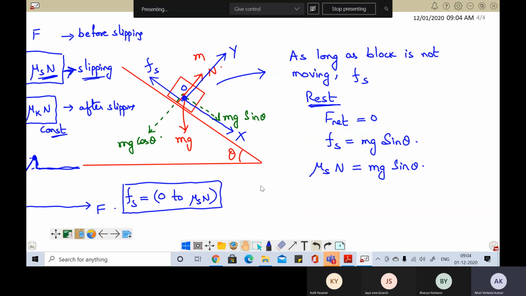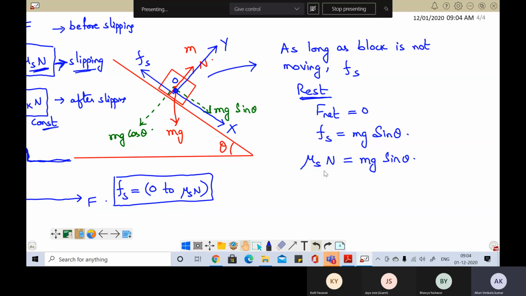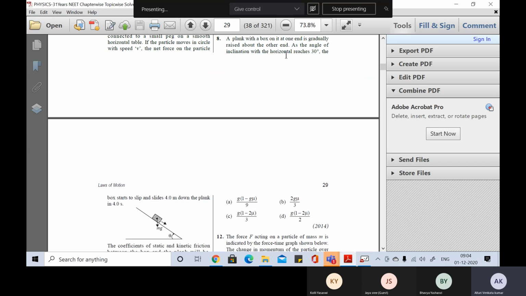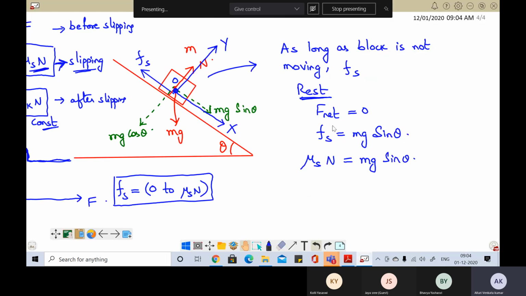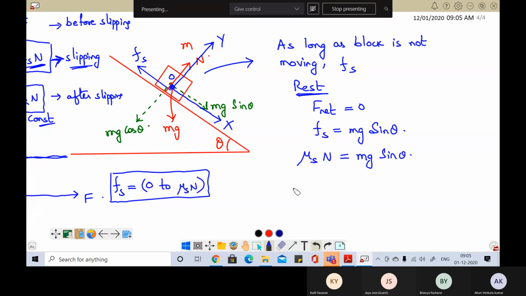So right now here, they told that it is slipping, correct or not? As the angle of inclination with the horizontal reaches 30 degrees, the box starts to slip. It has not yet slipped, it is starting to slip. So we can write mu s times N. What is N? Mg cos theta. Correct. Mu s mg cos theta is equal to mg sin theta. Now mg gets cancelled, so mu s is equal to what?